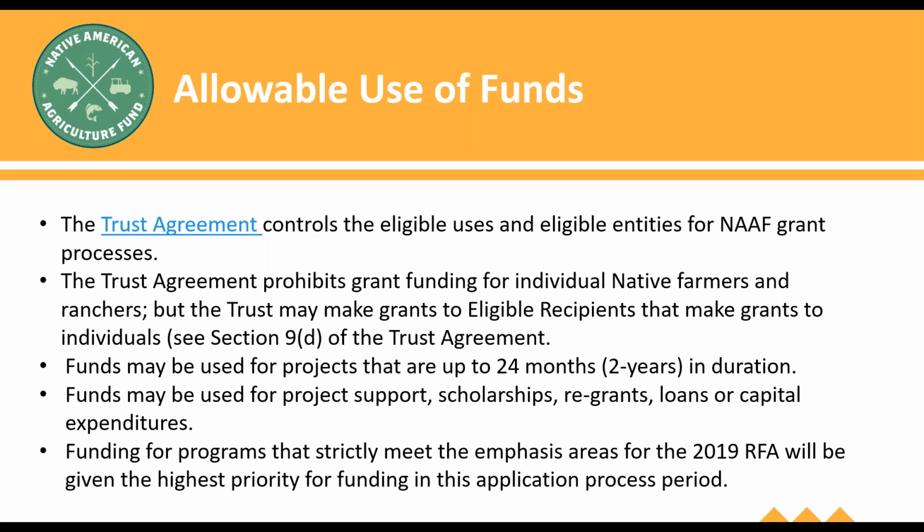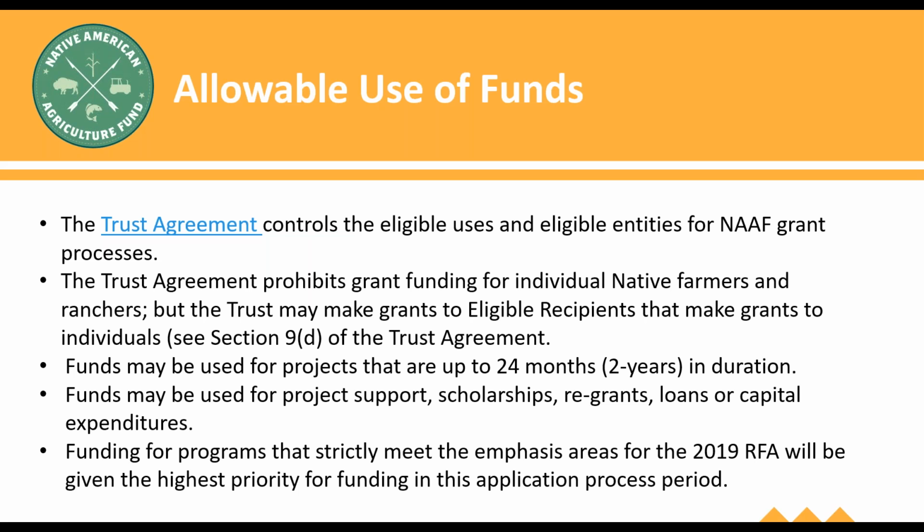NAAF has decided that the funds for projects that you propose can be for a period of up to 24 months or 2 years in duration. They can be used for project support, for scholarships, for re-grants, for loans, or for capital expenditures. You just got to be specific about how they drive into those four areas: agricultural education, technical support, business assistance, or advocacy. Funding for programs that strictly meet the emphasis areas for this 2019 RFA will be given the highest priority for funding in this application process.